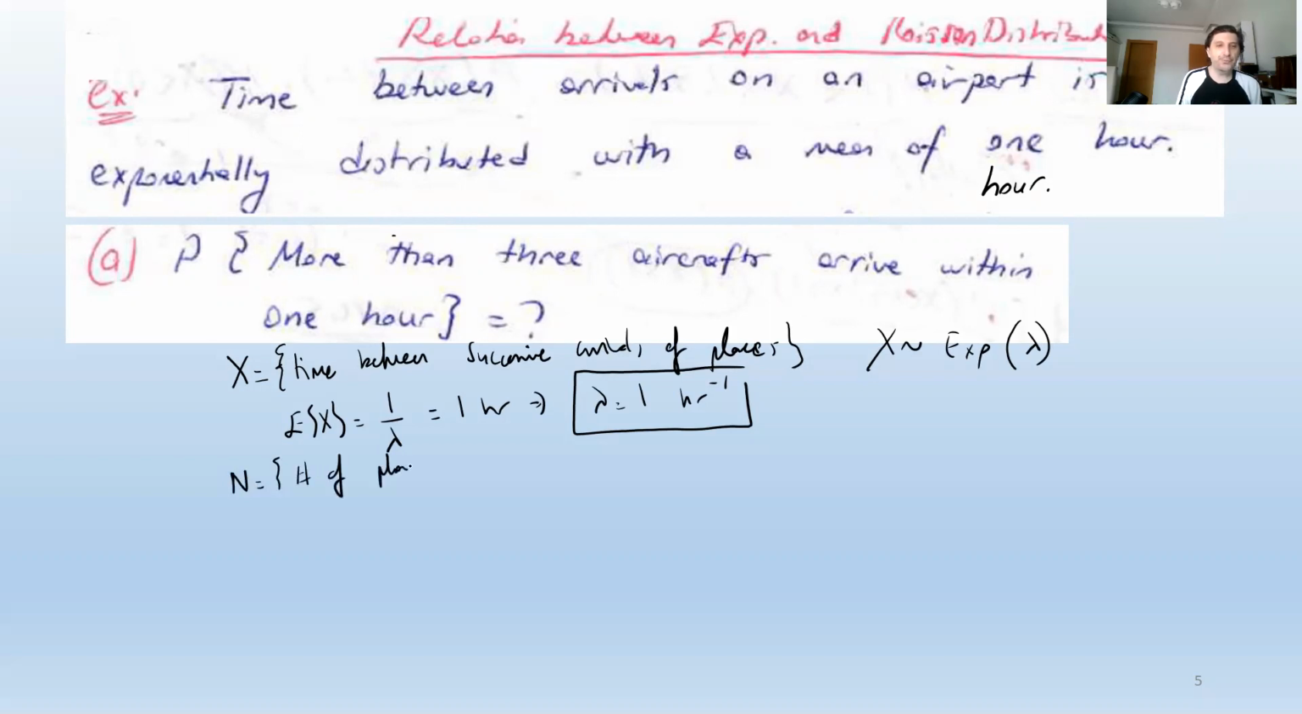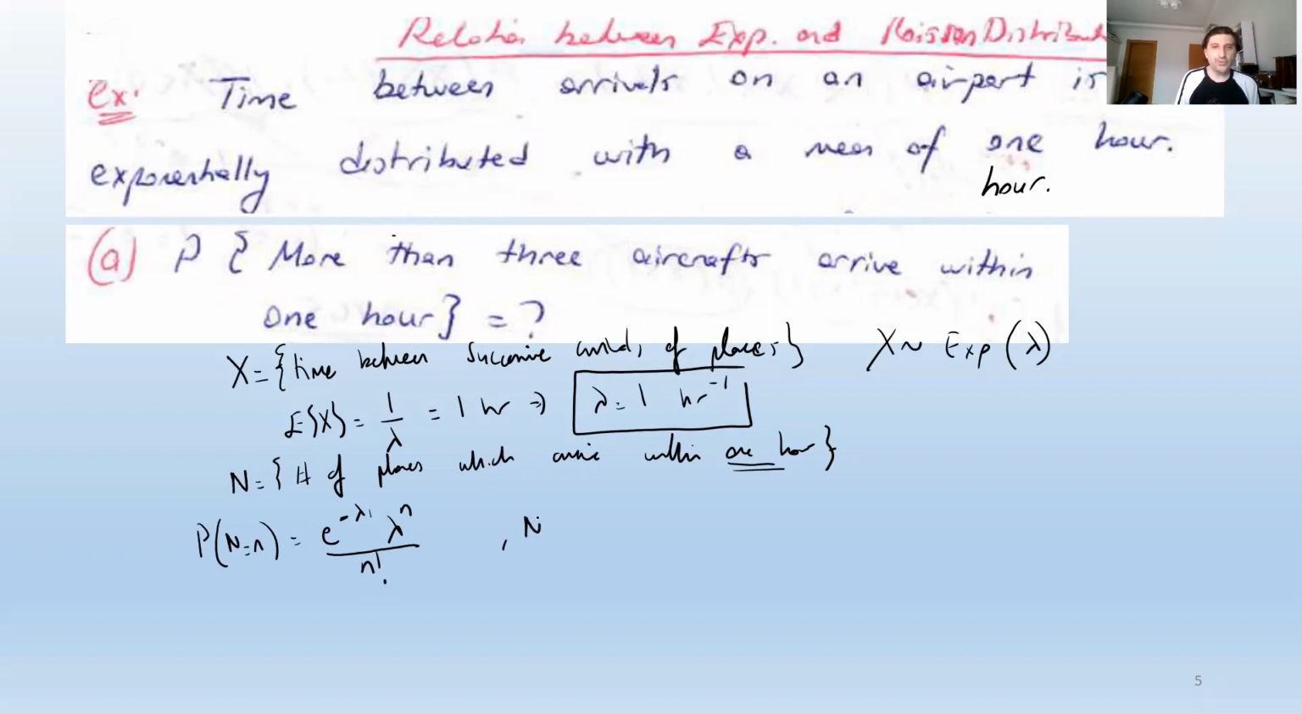Therefore, I define my second random variable. This is the number of planes which arrive within 1 hour. Note that I do not call this X again, because otherwise it's going to be confusing. So the probability that N equals n in this case is going to be equal to exponential of minus lambda, lambda to the power n, over n factorial. Since I call this 1 hour, this is lambda times 1.